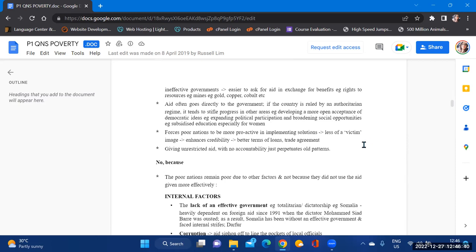Stopping aid forces poor nations to be more proactive in implementing solutions. There is less of a victim image, and it enhances credibility, with better terms of loans and trade agreements. Giving unrestricted aid with no accountability just perpetuates old patterns.